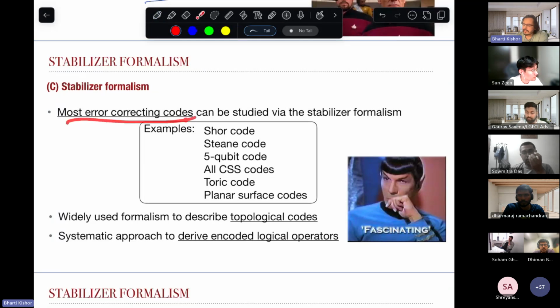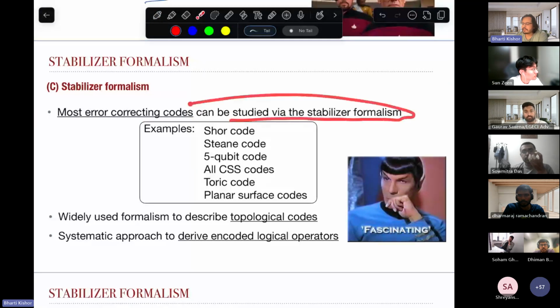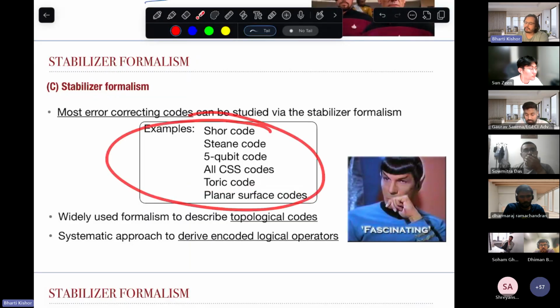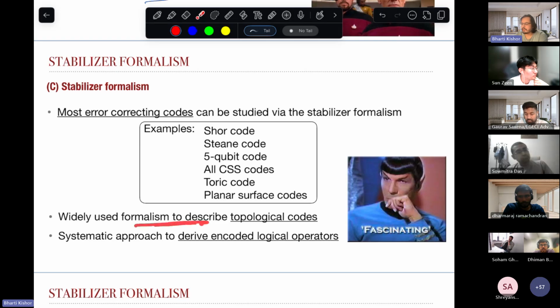Most error correcting codes can be studied via stabilizer formalism. Many codes that you might have seen, the Shor code, Steane code, 5-qubit code, all CSS codes, the toric code (we will look at the toric code in the next session), the planar surface code and so on, you can study through stabilizer formalism. It's a widely used formalism to describe topological codes, and that's why it's useful. And we will see how we can use it to derive encoded logical operators. So it's a very powerful formalism.